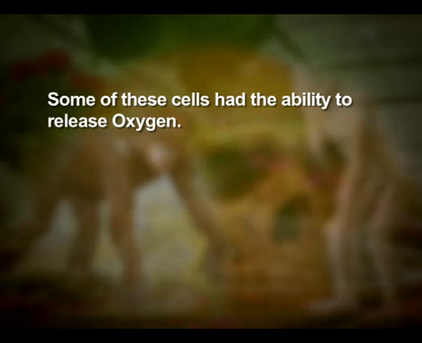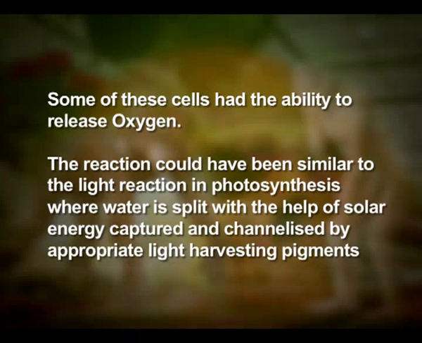About 2000 million years ago, the first cellular forms of life appeared on earth. The mechanism of how non-cellular aggregates of giant macromolecules could evolve into cells with a membranous envelope is not known. Some of these cells had the ability to release oxygen. The reaction could have been similar to the light reaction in photosynthesis, where water is split with the help of solar energy captured and channelized by appropriate light harvesting pigments.